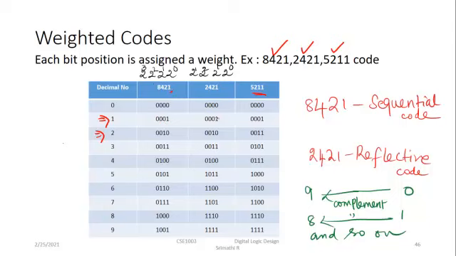Again in 2421, this is 1, and the rest I am making 0. And in 5211, again this is 1. The least significant bit is 1, so that is 1 and the rest all 0. Then 2.